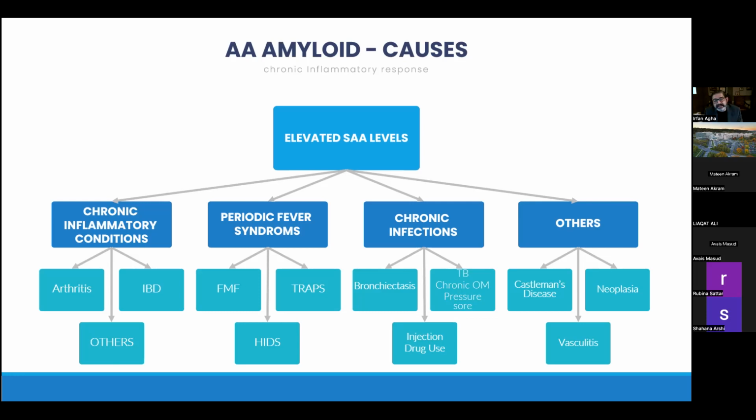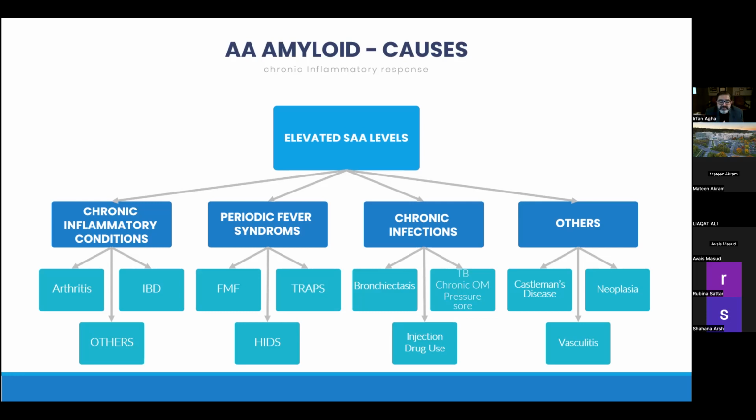So all those infections can lead to chronic inflammatory activity, elevated SAA levels, and amyloidosis in the right person. And then miscellaneous, like Castleman disease and neoplasias. We're not talking about myelomas or light chain producing neoplasias. These are certain of the cancers, sarcomas.